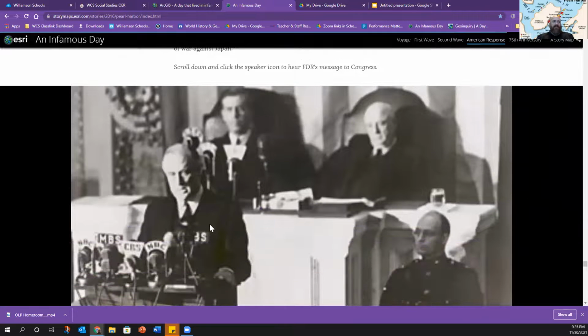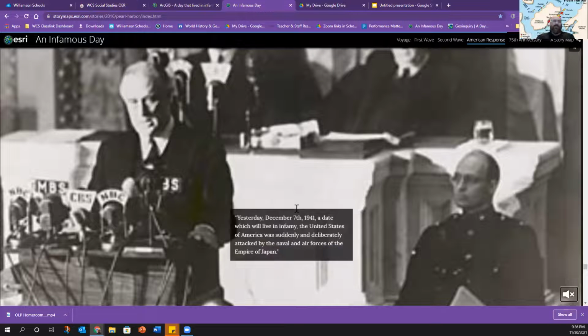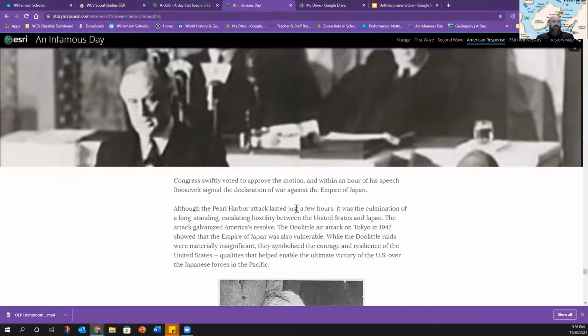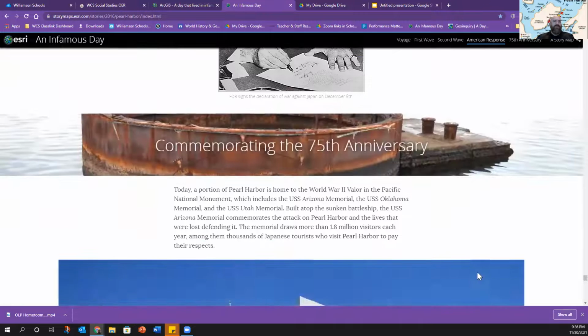And the next day you get FDR in front of Congress, making the day that will live in infamy speech, requesting a declaration of war, which obviously we get. And then, we looked at what happens next. Roosevelt signed the declaration.